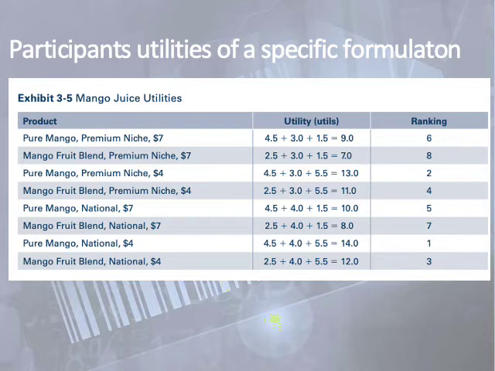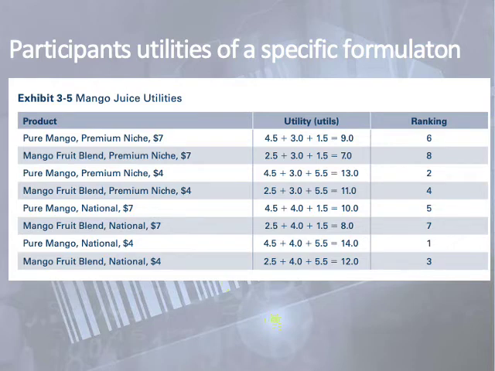Like for example, we have pure mango at premium niche offered at $7. So that is now the specific product formulation, meaning the product that you are going to offer in the market. To find the participant's utility for that specific product formulation, you just add the part worth utilities that were presented earlier, the result of the part worth utilities where you added the scoring. So you add the part worth utilities associated with the specific attribute level.